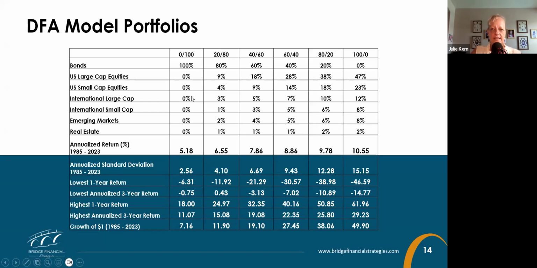And you may be wondering why 1985 is the starting year here, and that really just has to do with the fact that all of these portfolios include emerging markets as an asset class, and emerging markets wasn't recognized as an asset class until 1985. So we aren't able to compare portfolios prior to that date that include emerging markets.